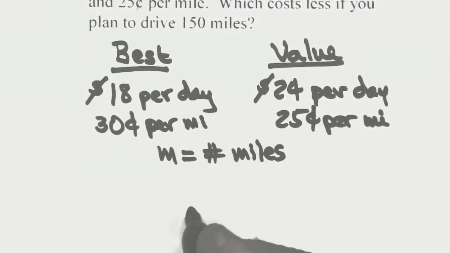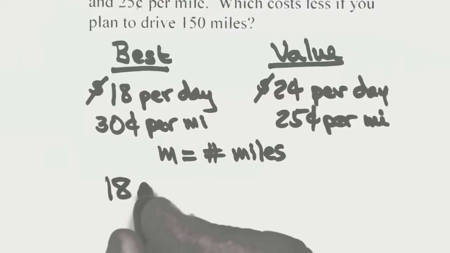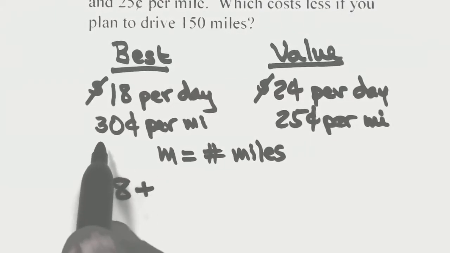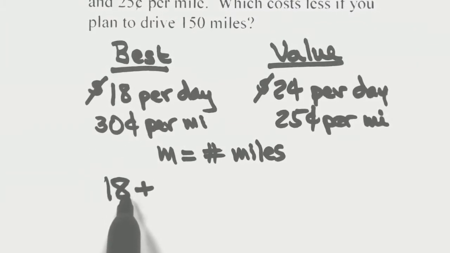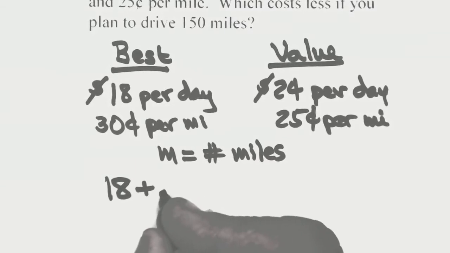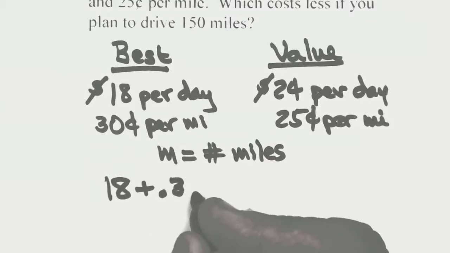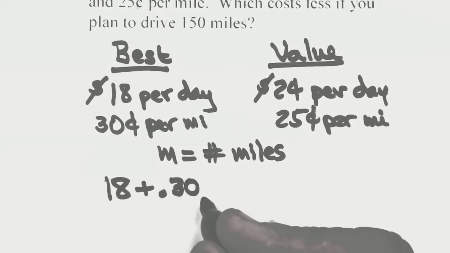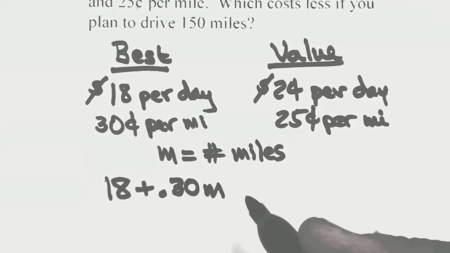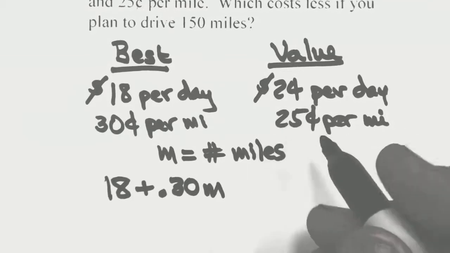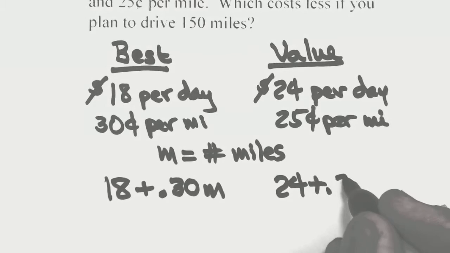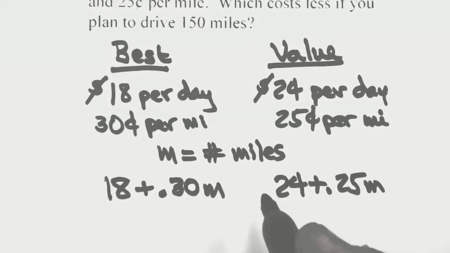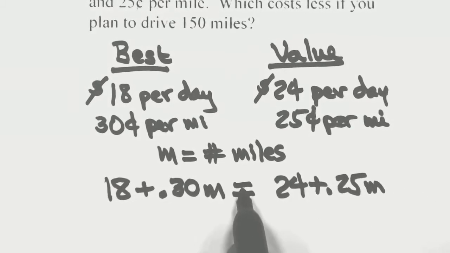Here's the fixed fee per day for Best, $18, and then they're going to add 30 cents per mile. Remember, we've got to have it in the same notation, so since the 18 is in dollars, I'm going to change the 30 cents to 0.3. You could make it 0.30 if you want. I'll go ahead and do that, times m. Now, what's the cost over here for Value? It's going to be $24 for the whole day, plus 0.25 times the number of miles. We set these equal to each other. This is what gives us the break-even.